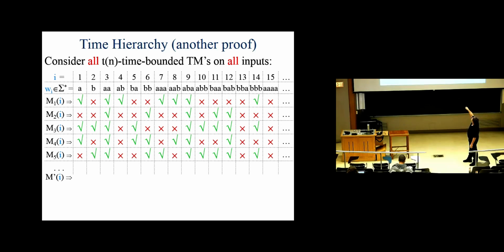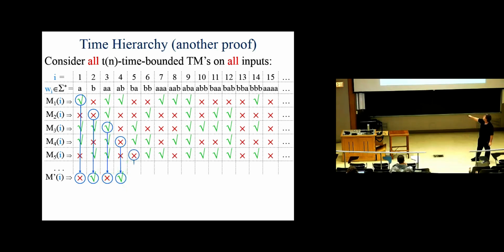And in fact, they all run in time T of n. So now we're going to construct a new machine here that will do the opposite of what all these machines do down the diagonal. On the first input, it will do the opposite of what this machine does on the first input. On the second input, it will do the opposite of what the second machine does on the second input. On the third input, it will do the opposite of what the third machine does on the third input, and so on down the diagonal.